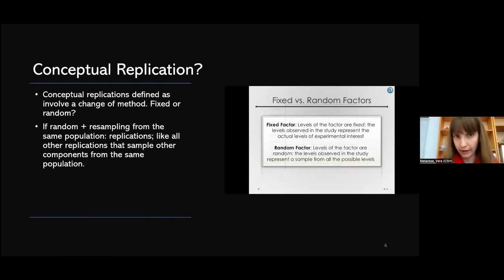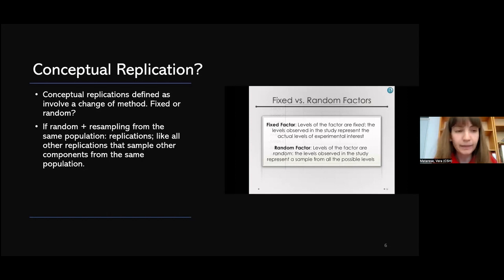So suppose that they are random, and then we resample them from the same population, okay? Then we get normal replications like all the other replications that we have, and that sample random components from the very same population. And methodological components do not have a special status. They are just like treatment components or experimental units components. So we don't have any reason to call those replications that resample methodological components with another name like conceptual replication.